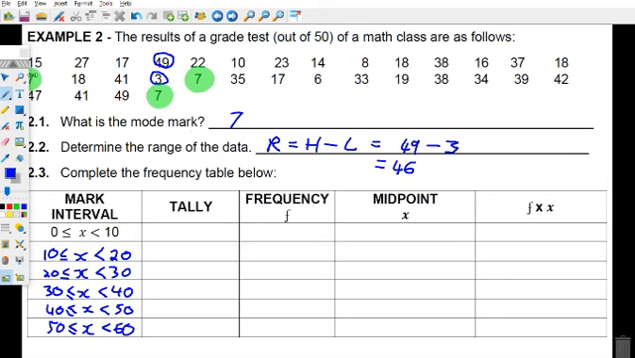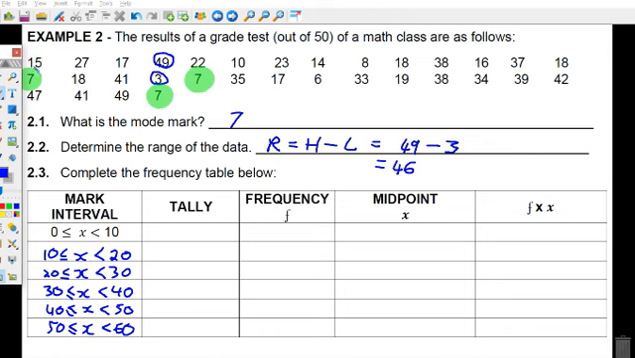So let's put this all into a tally table. 15. Okay, so we're going to take 15. Where does it fit? It fits over here. We've done the 15. Then 27 fits over here. It is in between 20, so it's greater than or equal to 20, but it's less than 30. So it fits there. And now we're going to fill in our table like that.